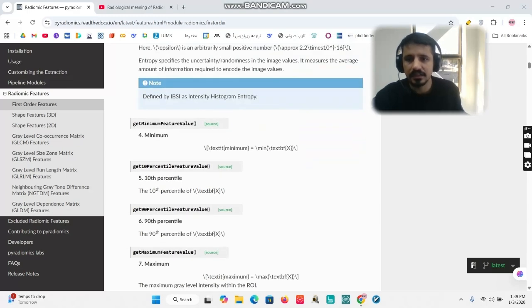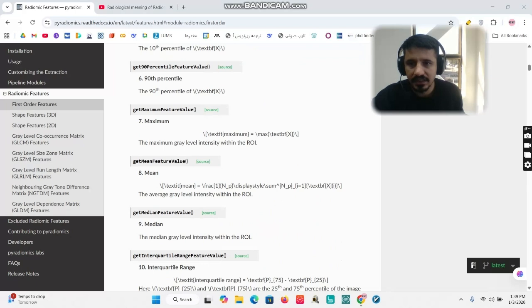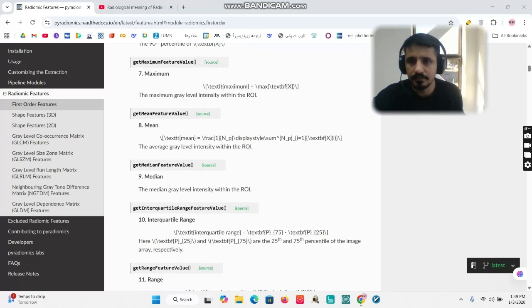The 10th percentile is a statistical measure: the value that 90% of the values are higher than. The 90th percentile is the value that only 10% of the values in our matrix are higher than, and the maximum is again the highest value. Mean is the mean of all the values, and the median is the value that half of the values are higher than and half of the values are lower than.